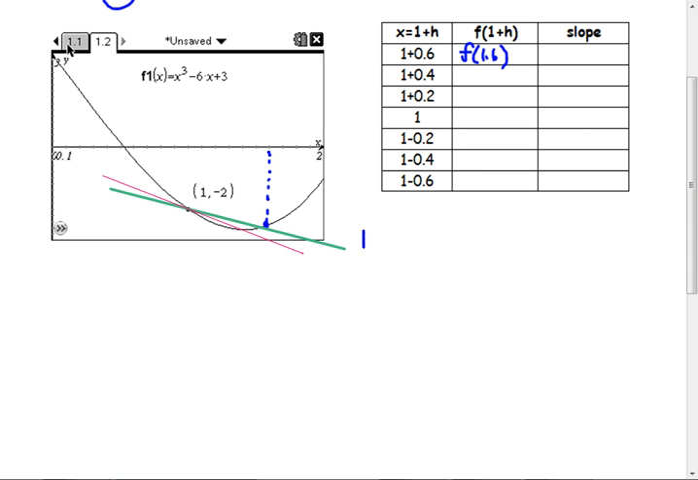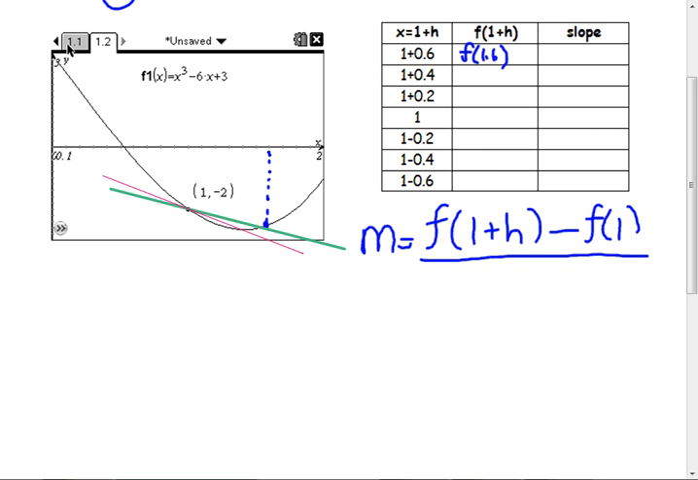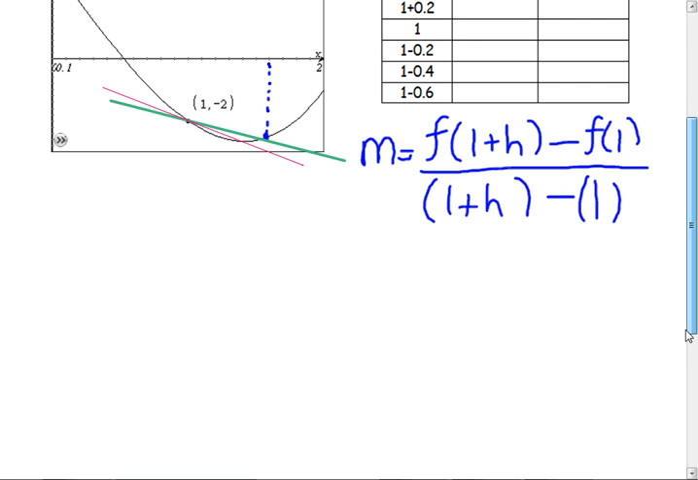What slope? It's f of 1 plus h minus f of 1, divided by 1 plus h minus 1. And I know it seems silly to put those parentheses, but I see slope when I put them there. So m is equal to f of 1 plus h. So here's my example. That's my sample calculation.